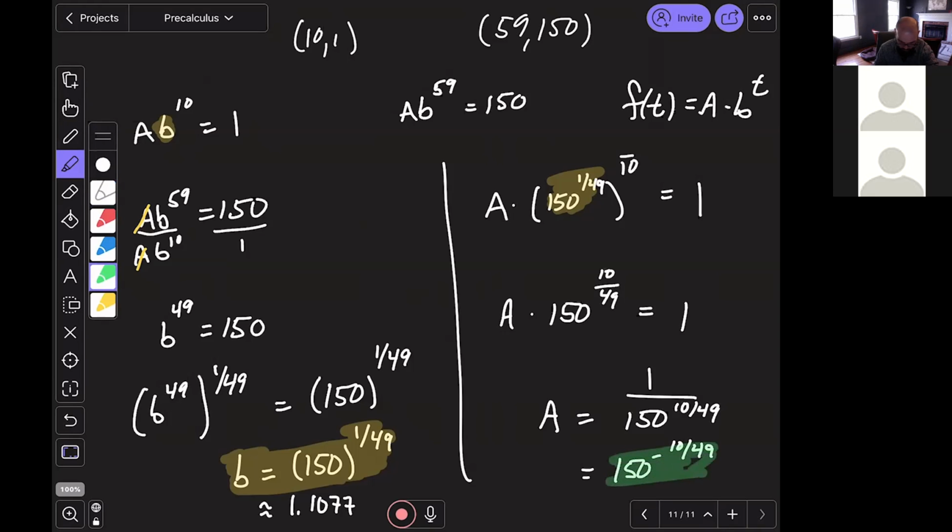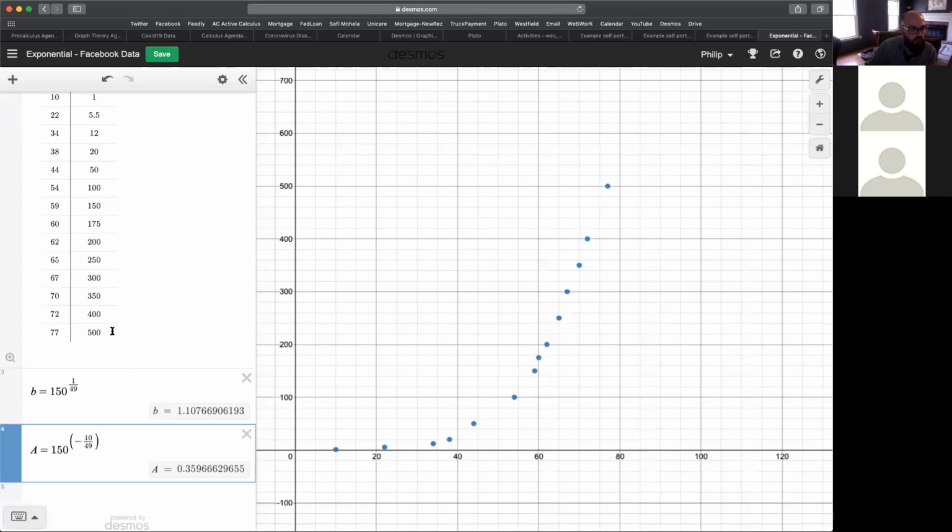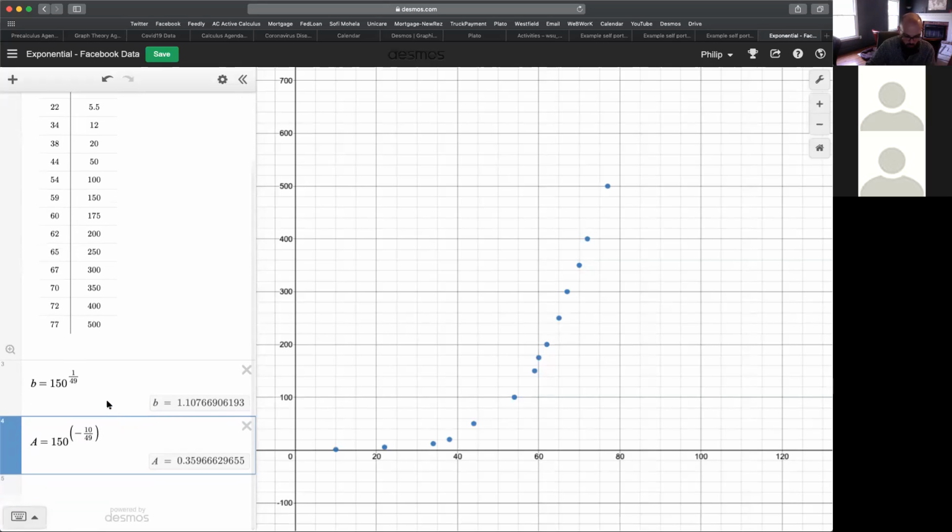Okay, so here is my value for A, and then my value for B is 150 to the 1 over 49. I'm just putting this into Desmos really quickly, and then I'm going to bring us back over there. All right, so we have our data. Then we did some work on the blackboard to figure out that A is this value and B is this.